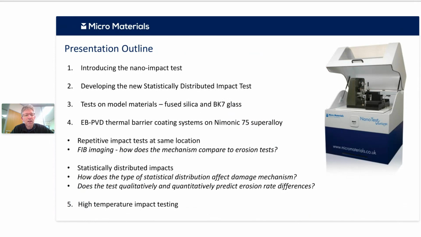So I introduce that for the first time and show how we've got tests on model materials, on so-called anomalous and normal glasses, fused silica, and show how for materials that have relatively similar fracture toughnesses, the erosion performance of these things is actually not correlated at all with the fracture toughness for these systems.